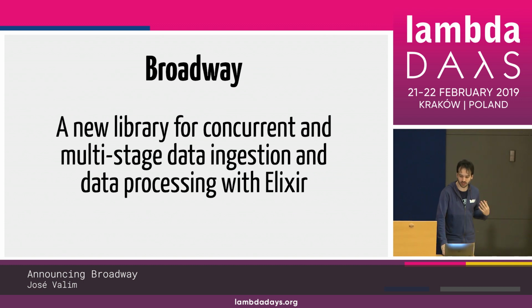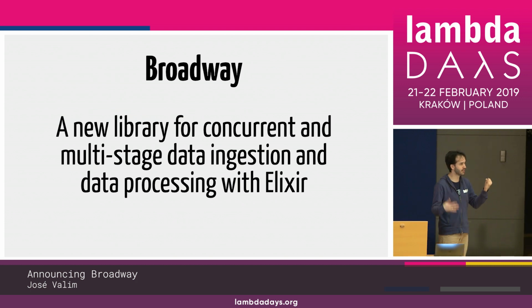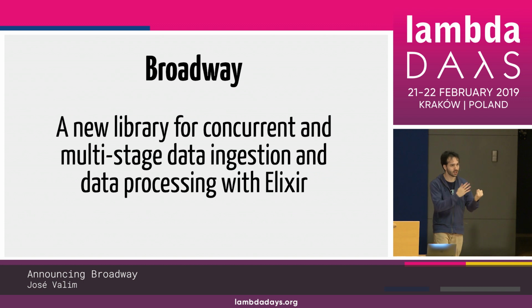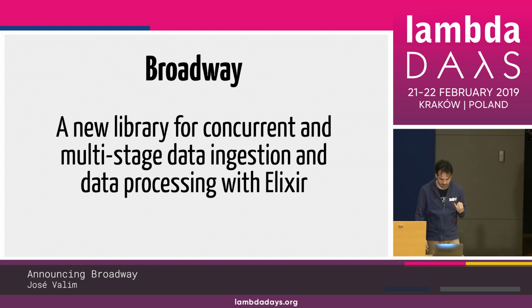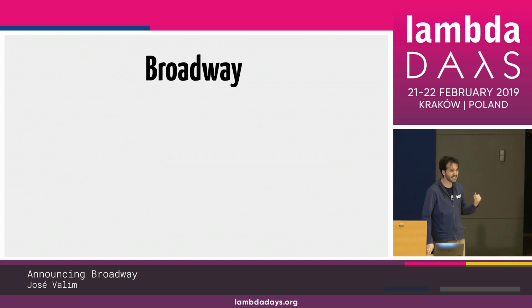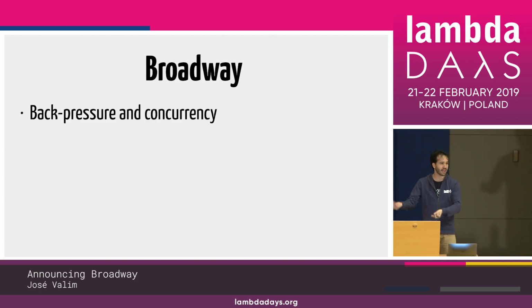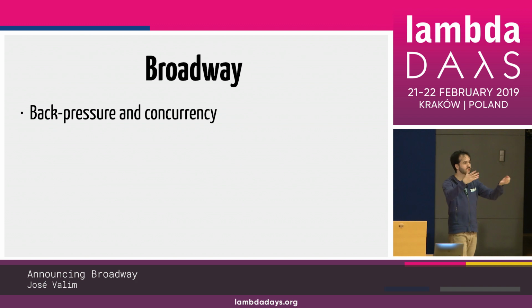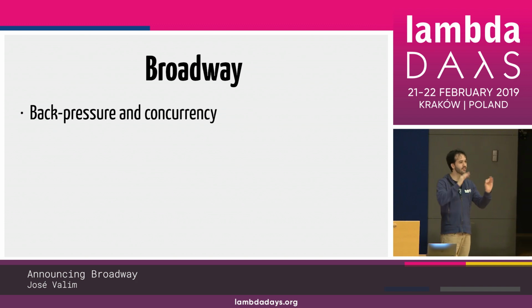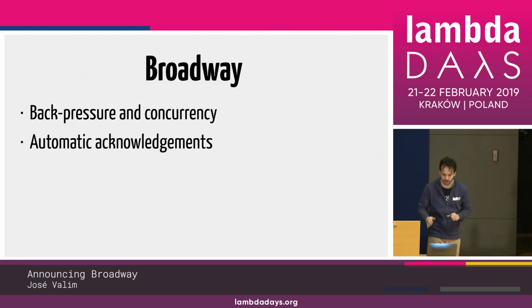So what does Broadway give us at the end of the day? Back pressure and concurrency come just because you're using GenStage. We get that for free from using GenStage. It also gives us automatic acknowledgement. So if you're using SQS, you don't have to go and write the acknowledgement by hand. When you say, I'm using the SQS producer, the producer sets up the acknowledgements for you. Don't have to worry about it.